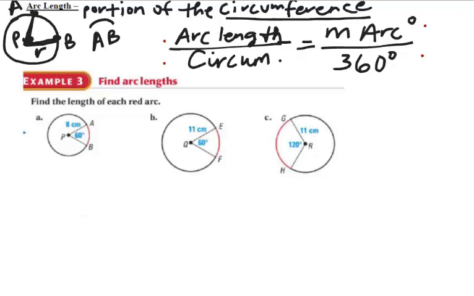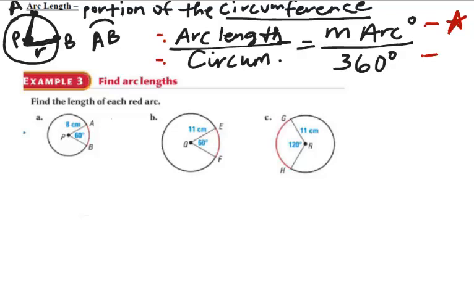Let me say it again. The part of the circumference over the whole circumference equals the degree measure of the part over the degree measure of the whole. We want to get familiar with these formulas and get to know the arc length formula. Here we're talking circumference, so we need a piece of the circumference on the top over the whole circumference on the bottom. Let's look at A. Find the length of each red arc.